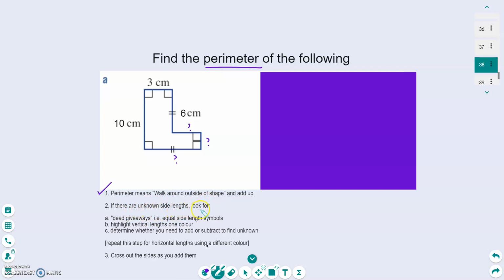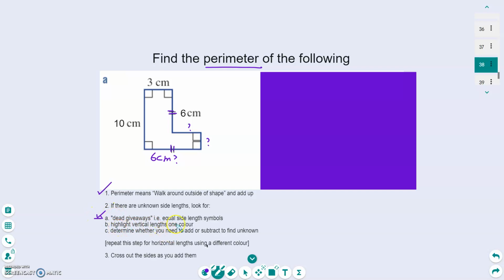So perimeter means walk around the outside of the shape. If there are unknown side lengths, look for dead giveaways. Dead giveaways are equal side length symbols. So I can automatically see that there's an equal side length symbol here and one here. So we've got a dead giveaway. This side is 6 centimeters, so I'm just going to label it because they're the same. Now, what about these? We've done our dead giveaways.